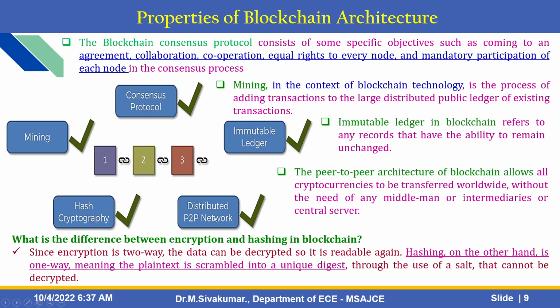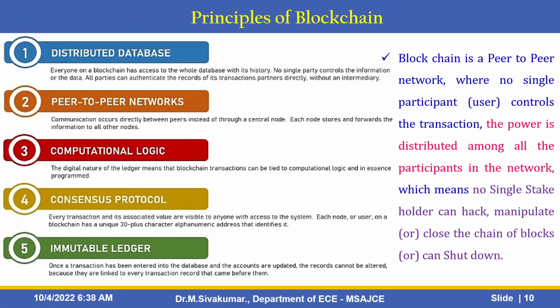Then the peer-to-peer network. This distributed peer-to-peer network architecture of blockchain allows all the cryptocurrencies to be transferred worldwide without the need of any middleman, intermediaries, or central server. So this is another property of blockchain architecture. Then finally we know hash cryptography. These are cryptography algorithms, an inbuilt function in blockchain architecture. These are the principles of blockchain.